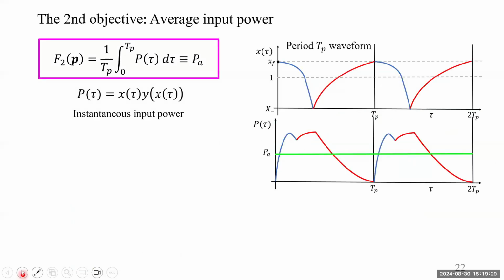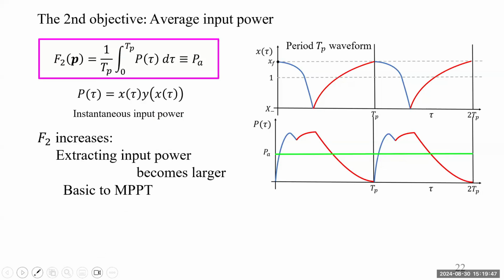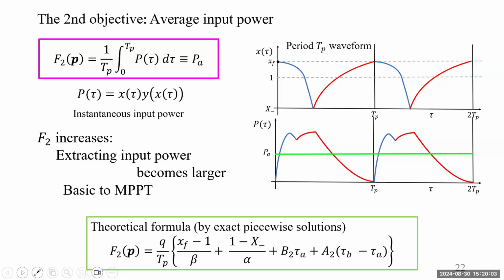The second objective characterizes input energy, the average input power. This is a dimensionless current and a dimensionless instantaneous power. And averaging this, we obtain the average power. As F2 increases, the extracted input power becomes larger. It is basic to the maximum power point tracking technique. Then, using exact piecewise solutions, we obtain a theoretical formula.